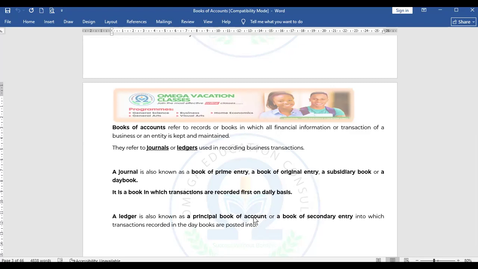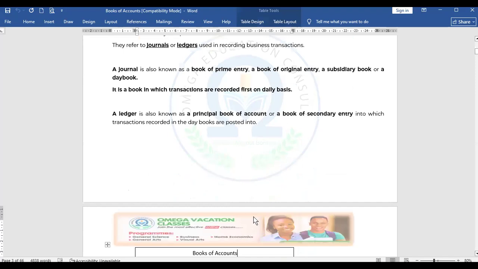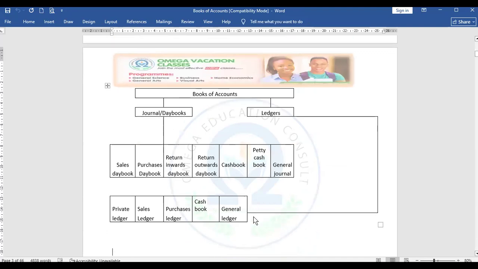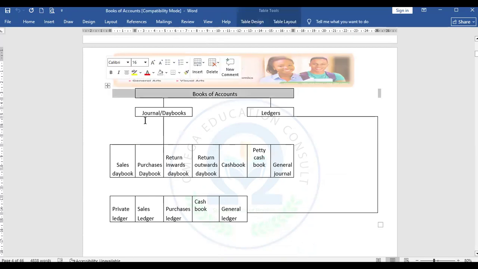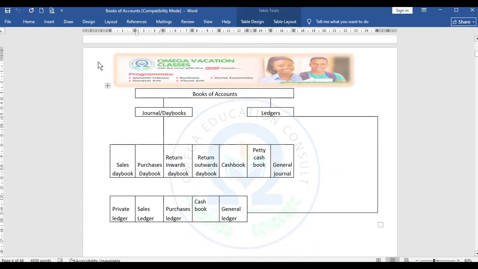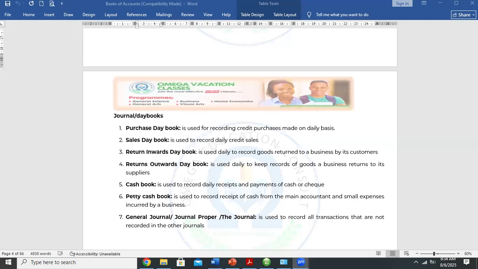Now, what is next is for us to list the books of account. So I'll leave you some 5 minutes to go through and familiarize yourself with this diagram I have on the screen, right? So I want you to pick a few things down and I'll ask a few questions and we move on. So maybe 3 minutes maximum. So observe this, is it a tree diagram or whatever it is?